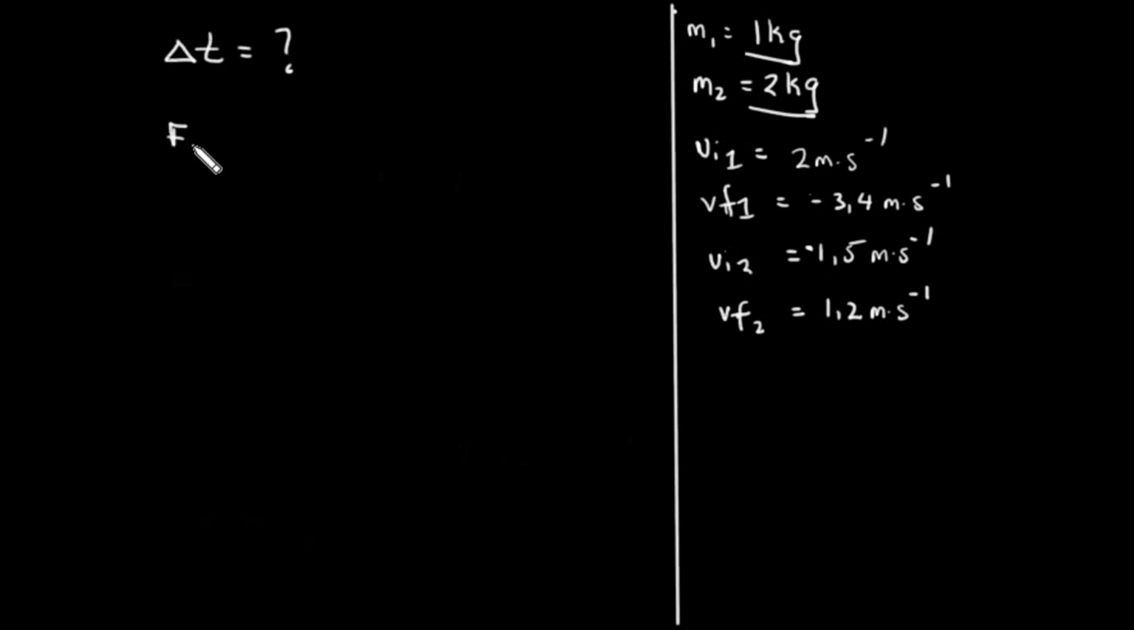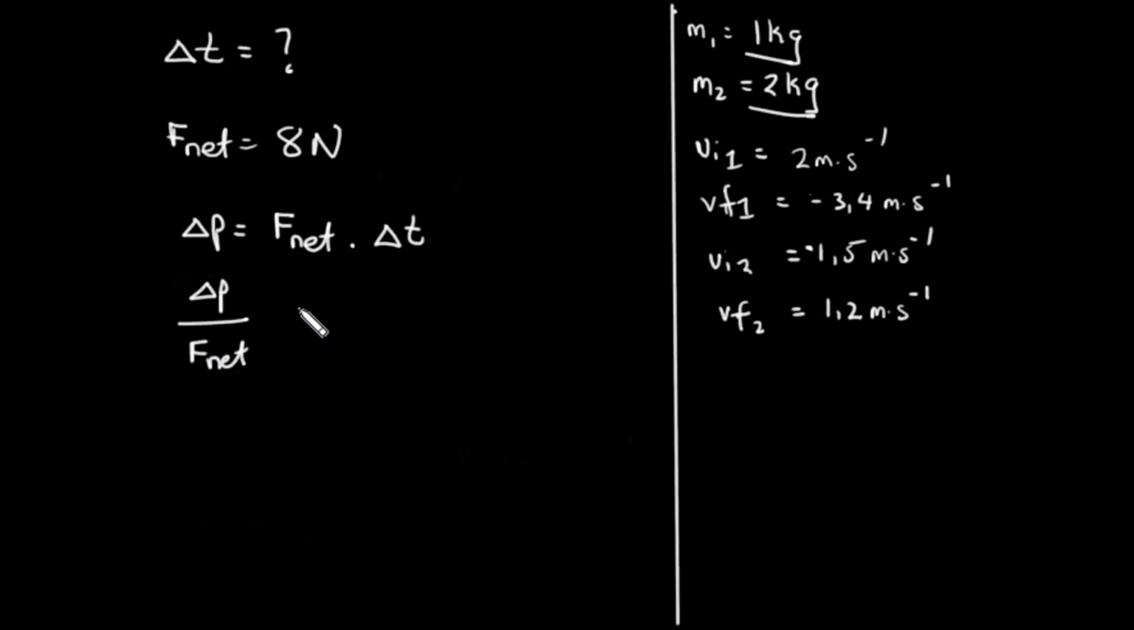And we know that the F net from each toy equals 8 newtons. So if we write our impulse formula down, we know that change in momentum is equal to F net times delta t. So the change in momentum, or the impulse, over the net force is going to give us our change in time for the duration of the collision.